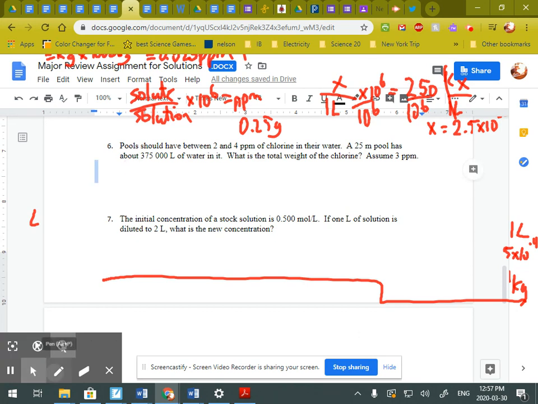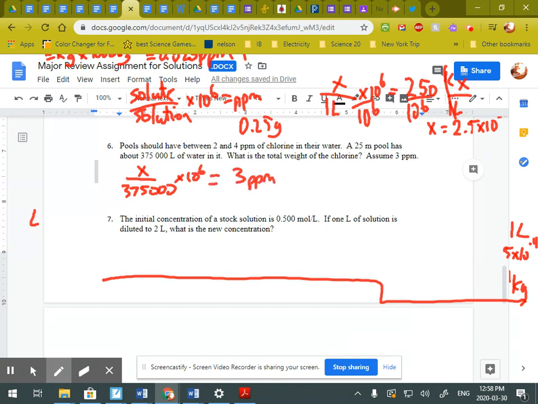So here we go. X over 375,000 times 10 to the 6 is equal to 3 parts per million. So guess what? Divide both sides by a million, times both sides by the bottom. Cancel, times both sides by the bottom. And we get 3 times that huge number, 375,000. And then we're going to divide that by a million.